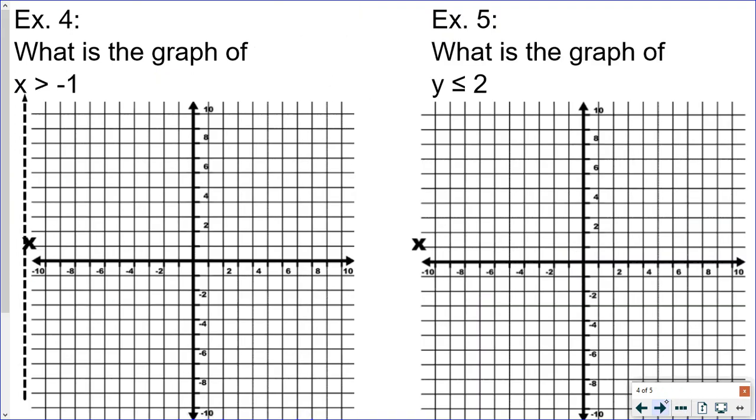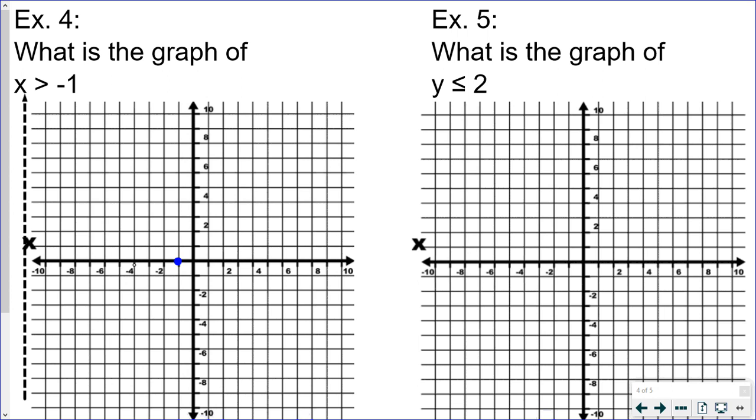All right, what about horizontal and vertical lines? So x is greater than -1. So x and -1, I'm going to put a dot.